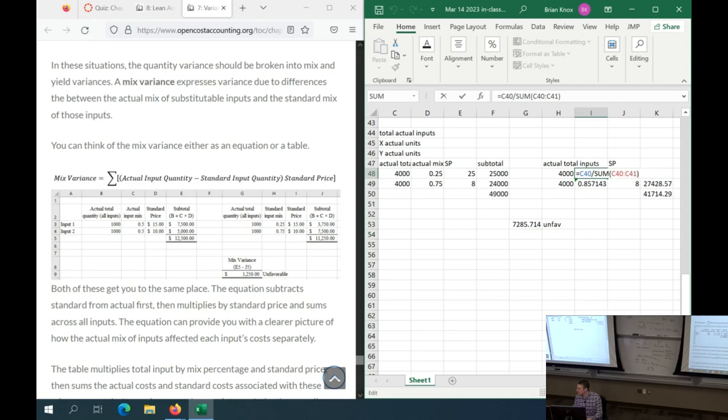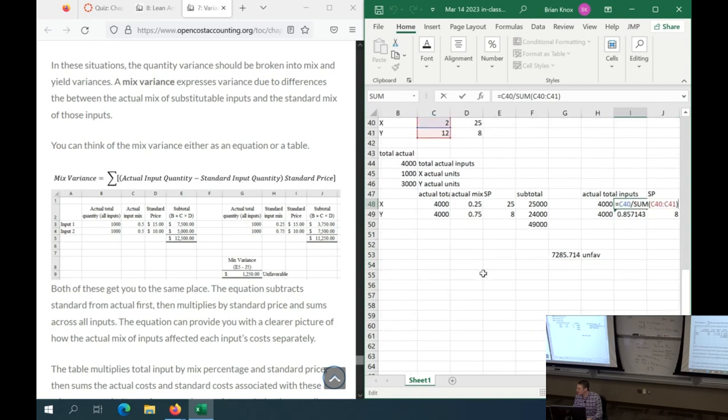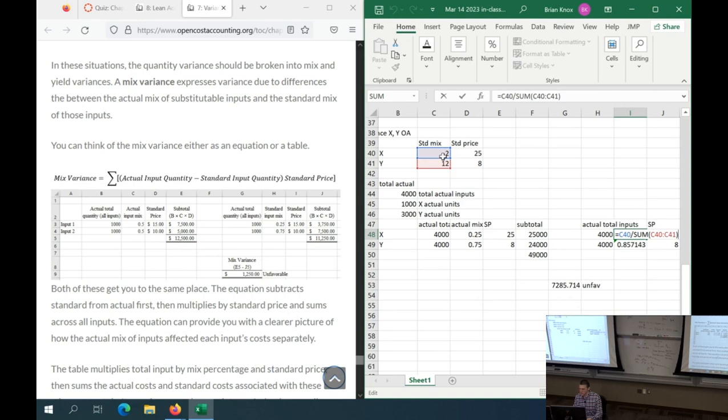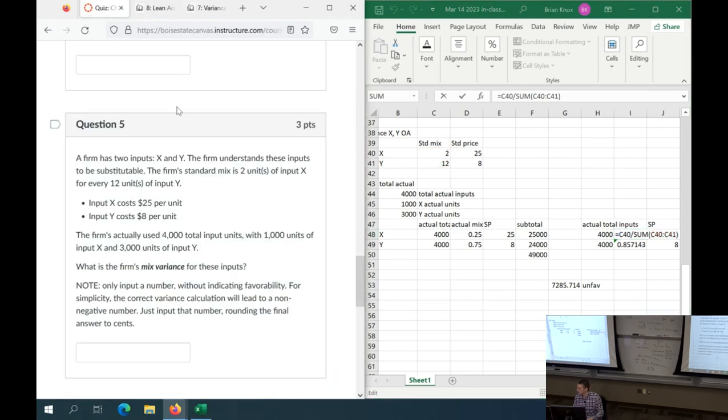These right here? Yes. So they're going up to the standard mix here for X and Y. 2 to 12 is what it says in the problem. I'll go to the problem. Standard mix is 2 units of X for every 12 units of Y. So in total, that's reflecting 14 total units of input. 2 out of the 14 are X, 12 out of the 14 are Y. And that's what I'm doing here in these cells. Saying 2 over 14, 2 plus 12. And then the other one is 12 over 2 plus 12. Just getting the ratios in there.